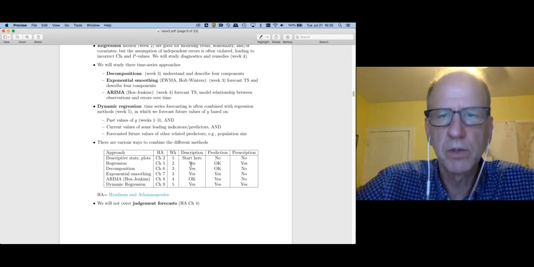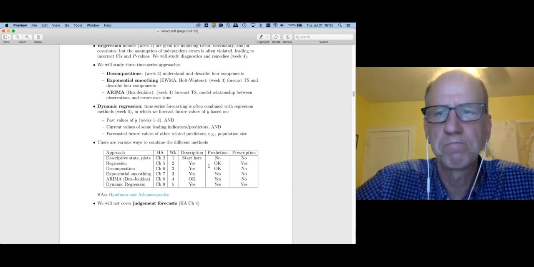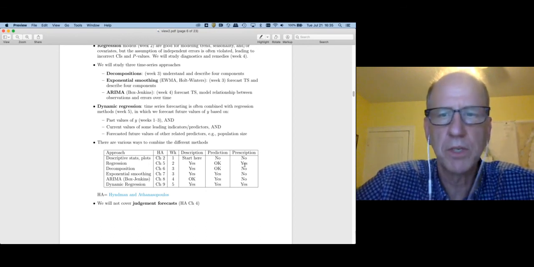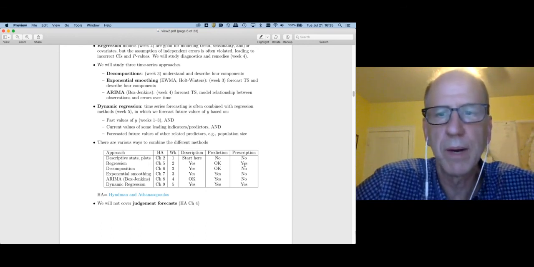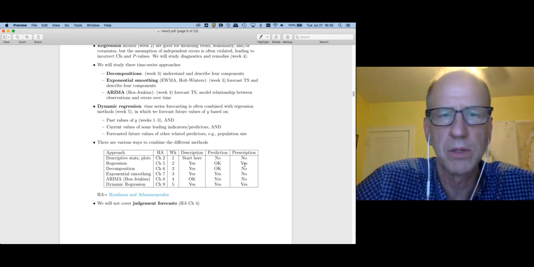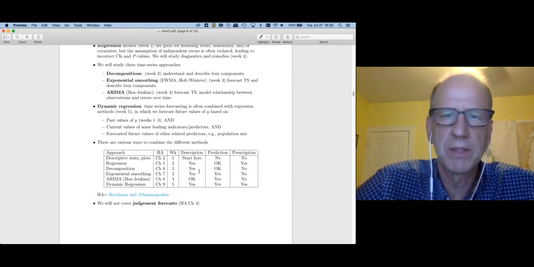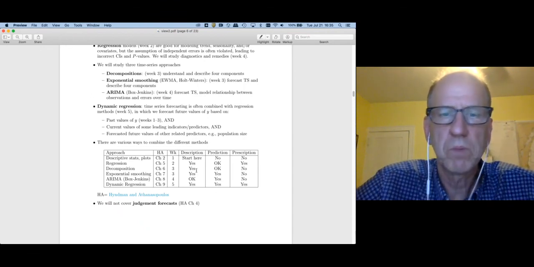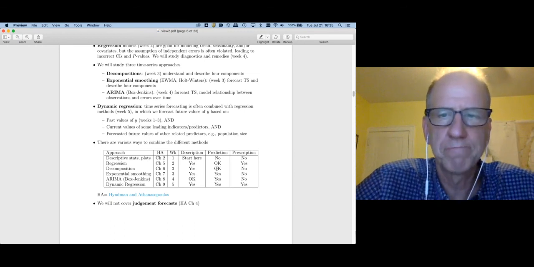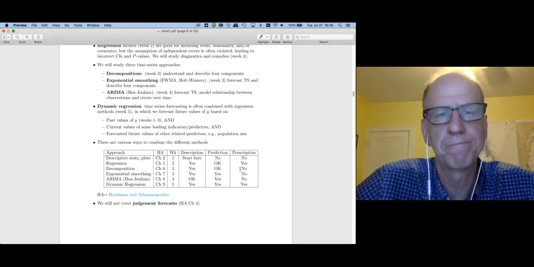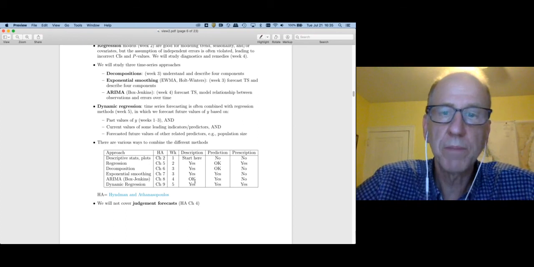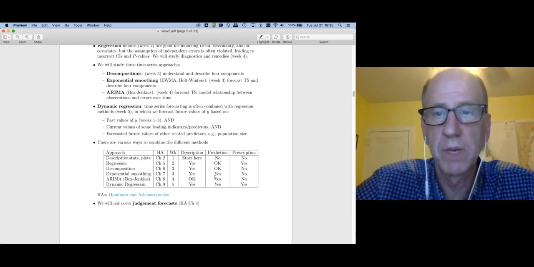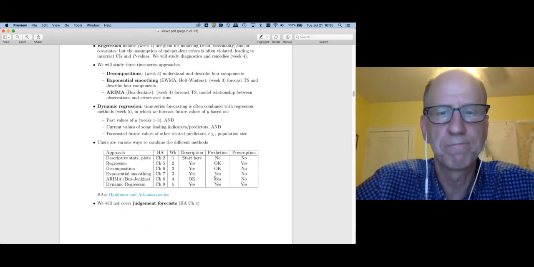Regression tends to be really good for descriptive questions, okay for prediction, pretty good for prescription, especially once we combine them with the ARIMA models to take care of the problems with the errors. Decomposition methods, on the other hand, are really good for description. I really wouldn't recommend them for prediction. Don't use them for prescription. Exponential smoothing models are going to be pretty good for description, really good for prediction. You're not going to use them for prescription.